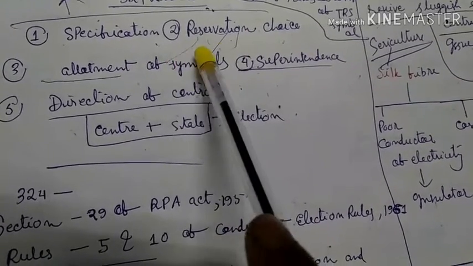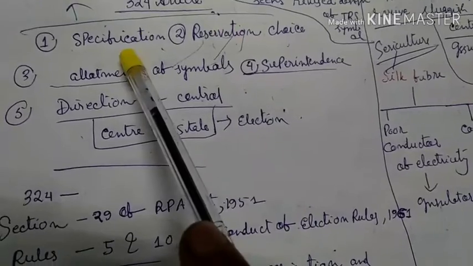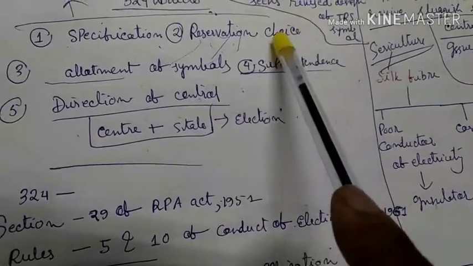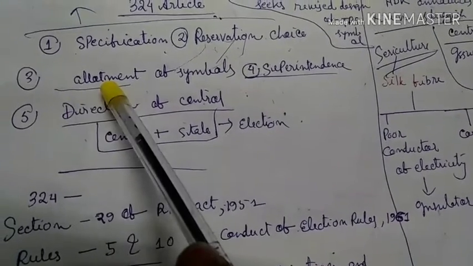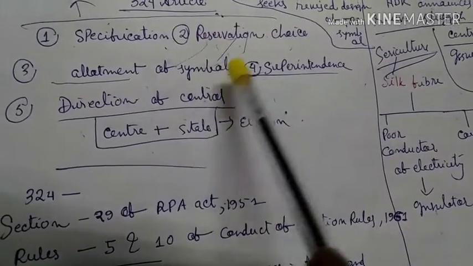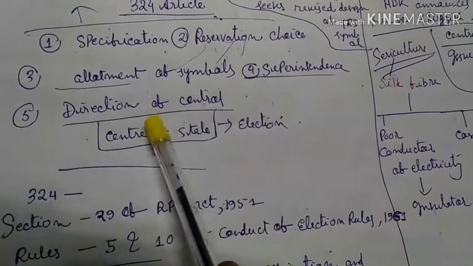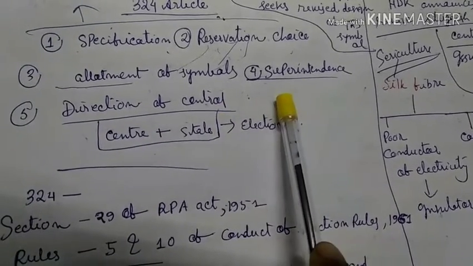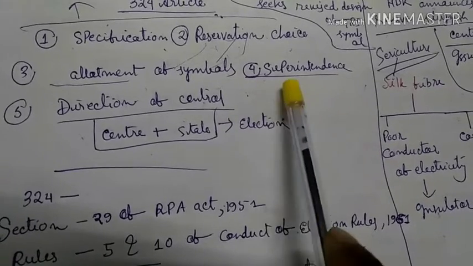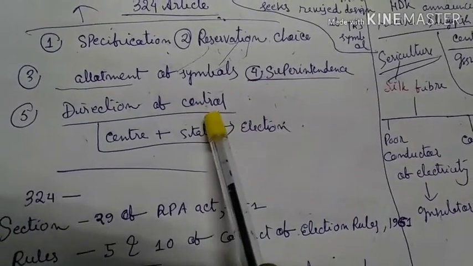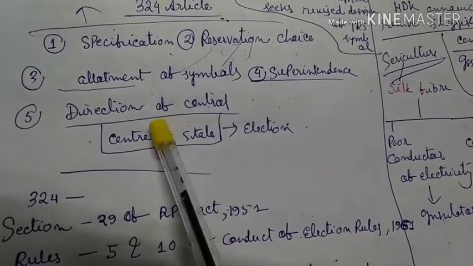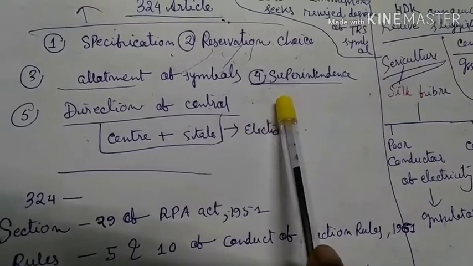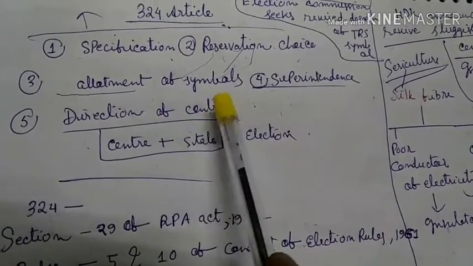What are the duties of Election Commission regarding symbols? Specification of symbols, reservation, choice of symbols, and allotment of symbols. These three provisions are related to symbols maintained by Election Commission. Apart from this, superintendence, direction and control regarding central and state legislative assemblies are done by Election Commission. Keep in mind that so far as elections are concerned, only central, meaning Parliament, and state legislative assembly elections are overseen and controlled by Election Commission.